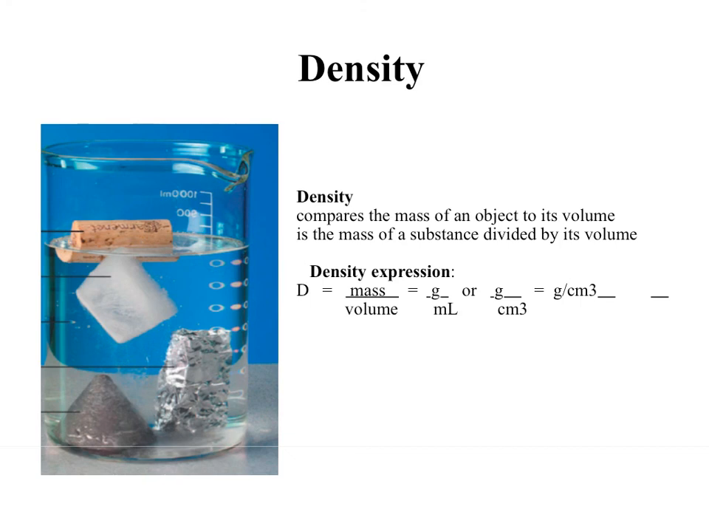All right, density, one of the last things we're going to look at here, density. Density, the definition, compares the mass of an object to its volume. It is the mass of a substance divided by the volume. So what in the world? Well, here's the equation. But what that means is how much mass a substance occupies in a given volume of space, or in a particular volume of space. Okay?